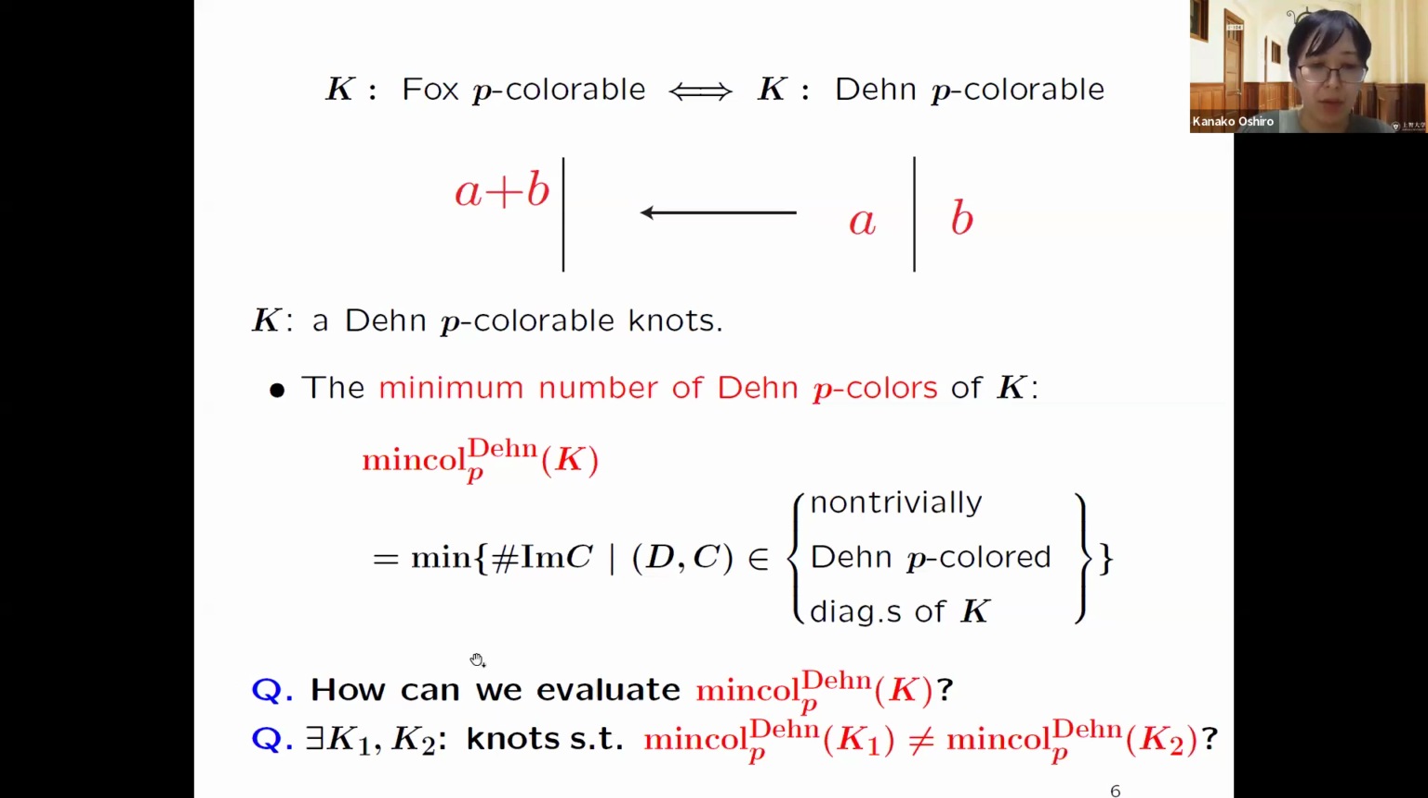And does there exist two nodes which are distinguished by using minimum numbers of Dehn p-colors?